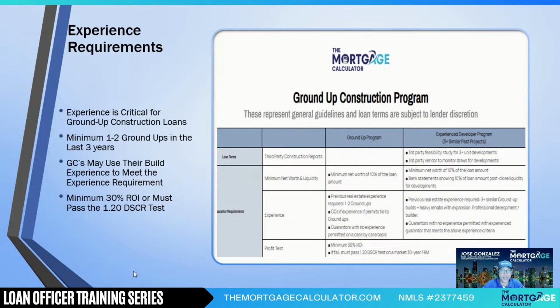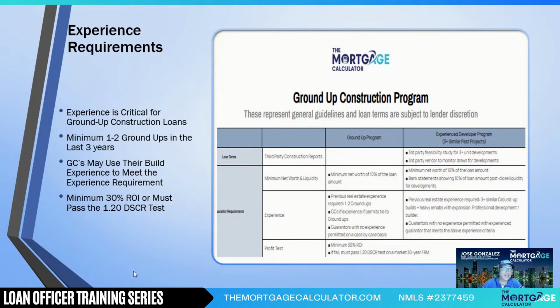Net worth and liquidity is another important factor there. For both programs, you need a minimum net worth of 10% of the loan amount. And net worth is basically assets minus liabilities. It does not mean cash in the bank. It's just your net worth from a personal financial statement that would be turned in.